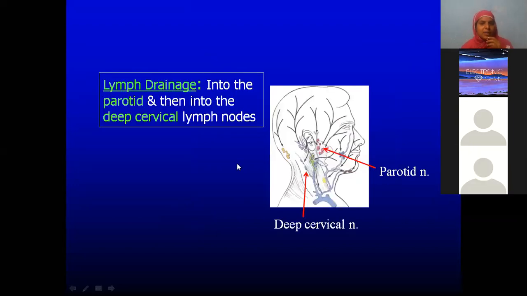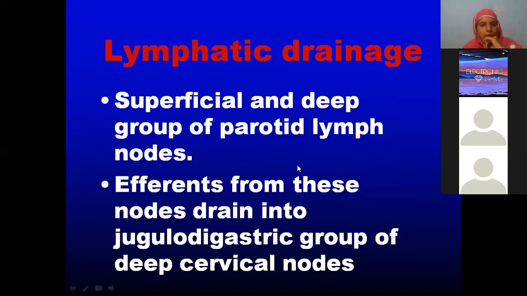So lymphatic drainage is into the parotid group of lymph nodes. From there you will see they go into the deep cervical group of lymph nodes. Okay. So superficial and deep group of parotid lymph nodes efferents. That means the parotid lymph nodes are finally draining into the jugulodigastric group of deep cervical nodes.